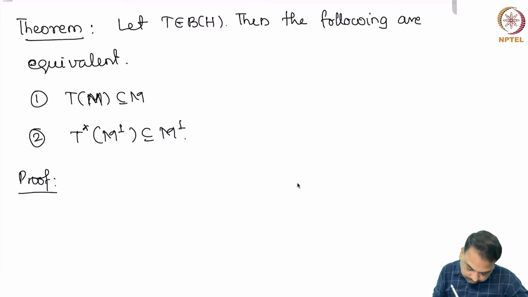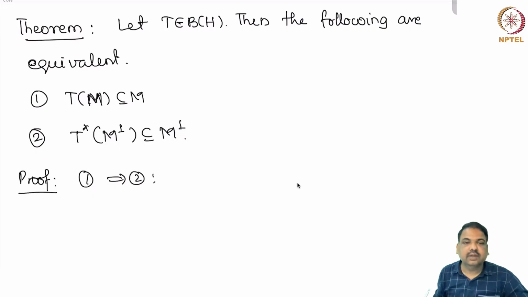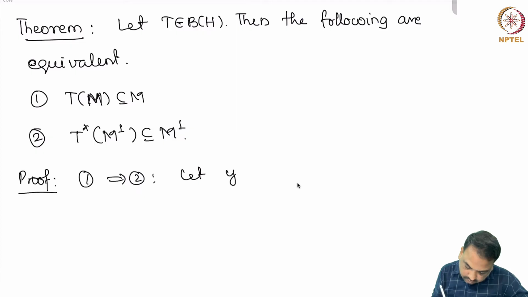Let us prove 1 implies 2. Assume that M is invariant under T. We want to show that M perp is invariant under T star. So let us take Y in M perp. We want to show that T star Y is in M perp. So for that, let us take X in M.